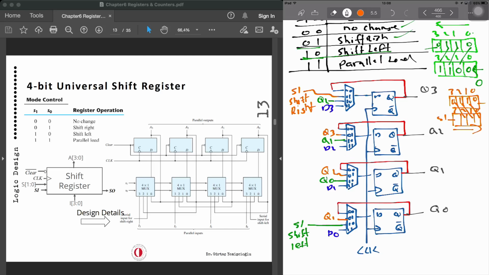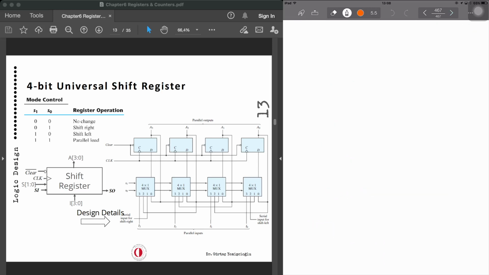Okay, so we have seen the shift registers in the first part of this chapter. Now we will carry on with the counters. In chapter 5, we have seen how we can implement a counter. If you do remember, we have done a state diagram 0, 0, 0, 1, 1, 0, 1, 1. So this was one of those examples.